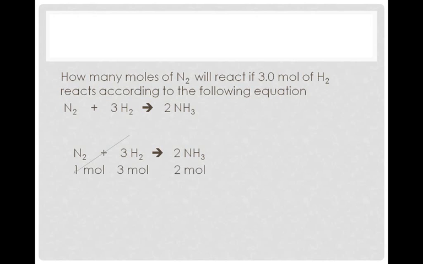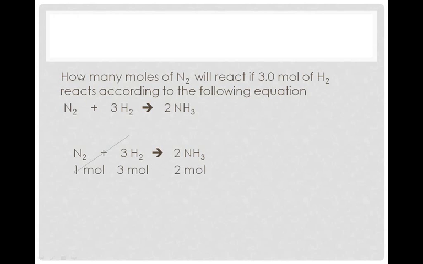Let's try another problem. How many moles of N2 will react if 3 moles of H2 reacts according to the following equation? So there's the equation. We want to know how many moles of N2 will react if 3 moles of H2 reacts according to this equation. So again, we rewrite the balanced chemical equation. That's our step number 1. Then we write the stoichiometric relationship, and again, that comes from our coefficients.